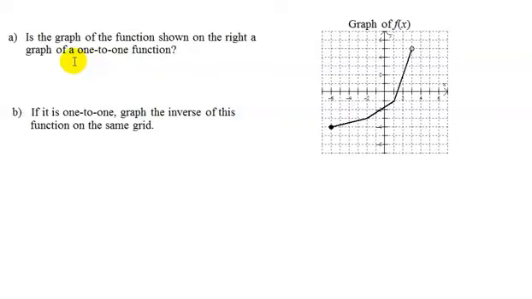In this example, we're given the graph of a function over here, and we need to determine if it is the graph of a one-to-one function. If it is one-to-one, then we need to graph the inverse of this function on the same grid. So notice we're told it's the graph of a function. How do I know if it's a function? We do the vertical line test. If a vertical line crosses the graph at most one point, it's a function. So notice any vertical line will only cross it at most one time.